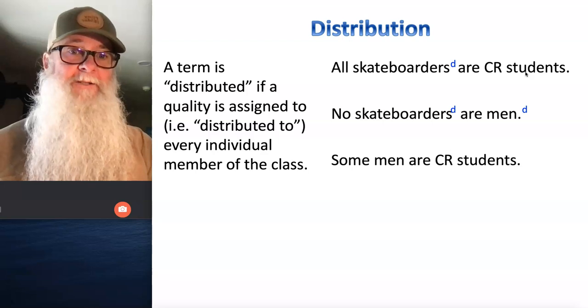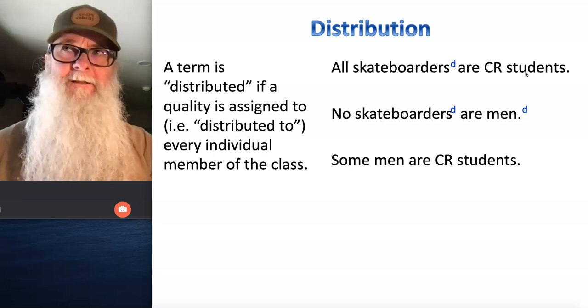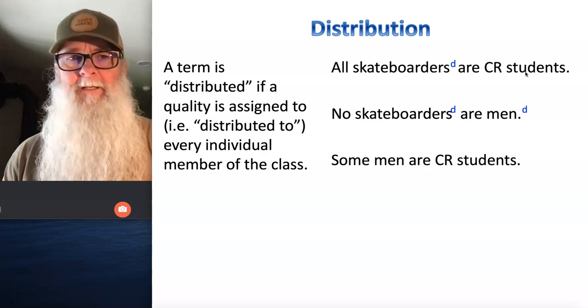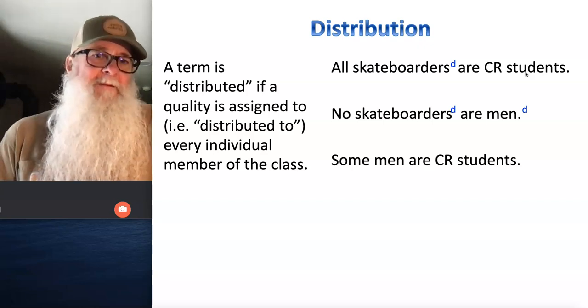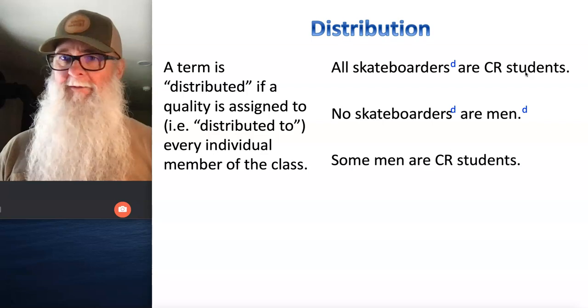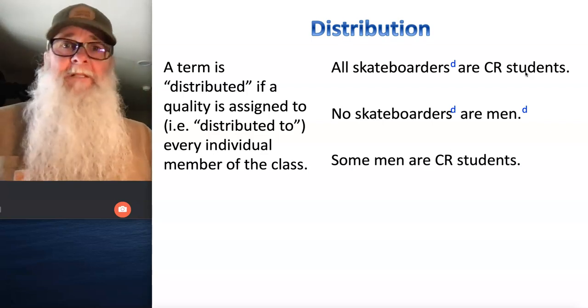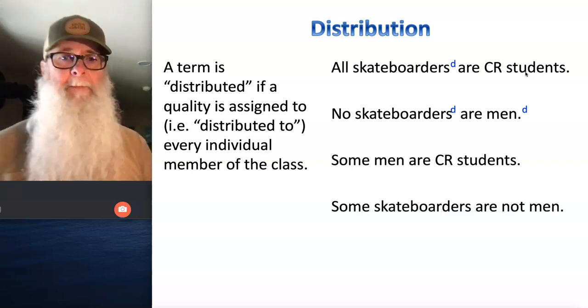Now consider a statement like this: "Some men are CR students." Is that telling us something about every single man that exists? No, it's telling us about some. Is it telling us something about every single CR student that exists? Well, no, it's just telling us about some. Some men are CR students, some CR students are men by conversion. So an I statement like this doesn't distribute anything. It's not telling us anything about all of the subject term or all of the predicate term.